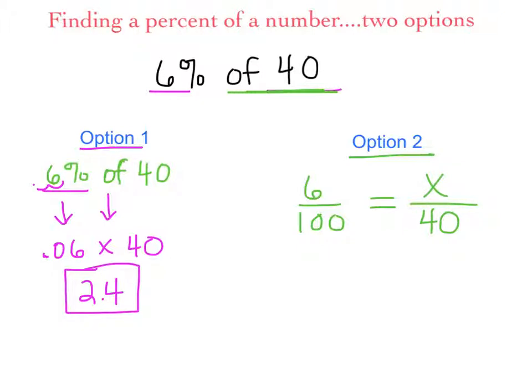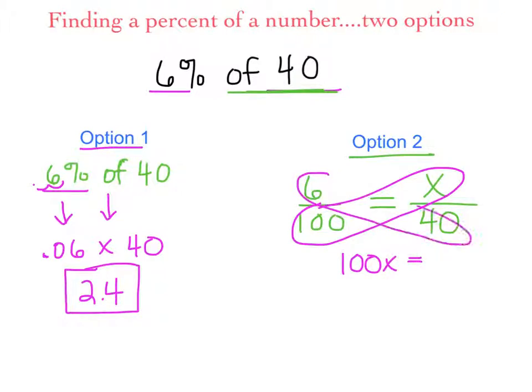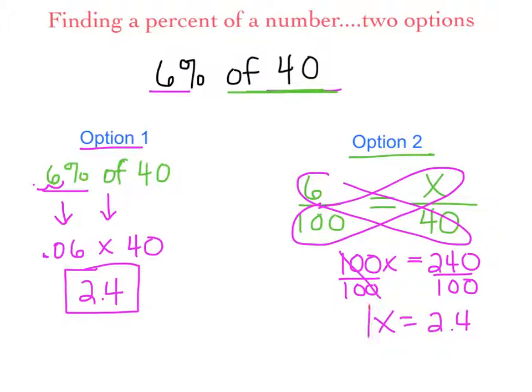All right, so now we know how to cross multiply and divide. So I'm going to do 100 times x, which is 100x, equals 6 times 40. If you need to type that in, go ahead and do it. You get 240. And then your last step, divide by 100 on both sides. And if I do 240 divided by 100, I get 2.4. So I got the same answer, and you can use either of these options.